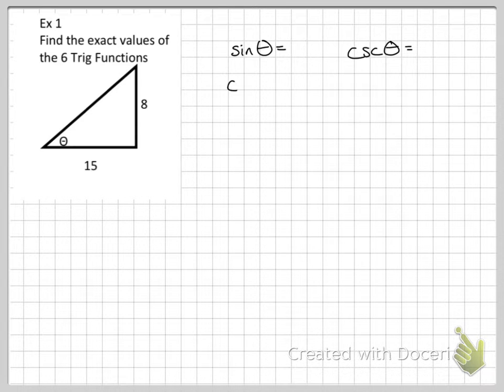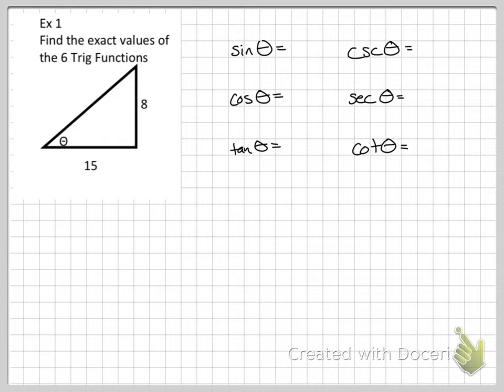We always know cosine, maybe I'll leave another line, cosine theta. Cosine starts with the c, so its reciprocal can't. It must be partnered with secant theta. And then tangent, and tangent is always partnered with cotangent.